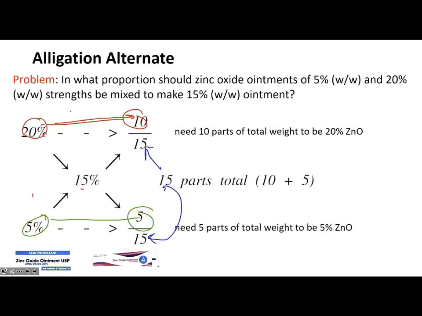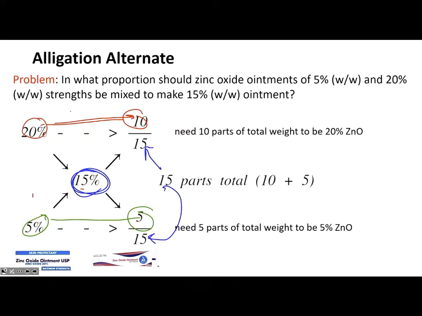Okay, is that okay so far, visually, how to get where those numbers came from? Okay, does that work? We're saying that if you use 10 parts out of 15 for the 20% and 5 parts out of 15 for the 5%, then you mix those together, you get a total. What is the final percentage? When you mix those in that ratio, what percent concentration do you get? 15. That was the whole point of that.